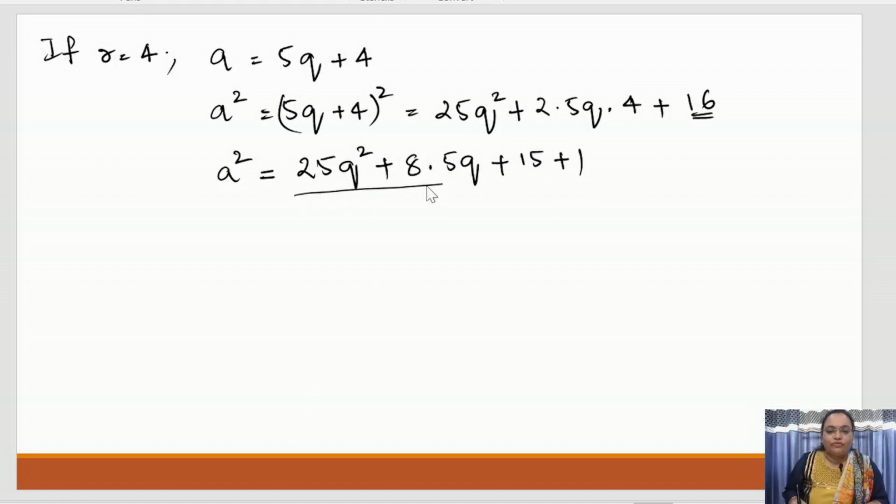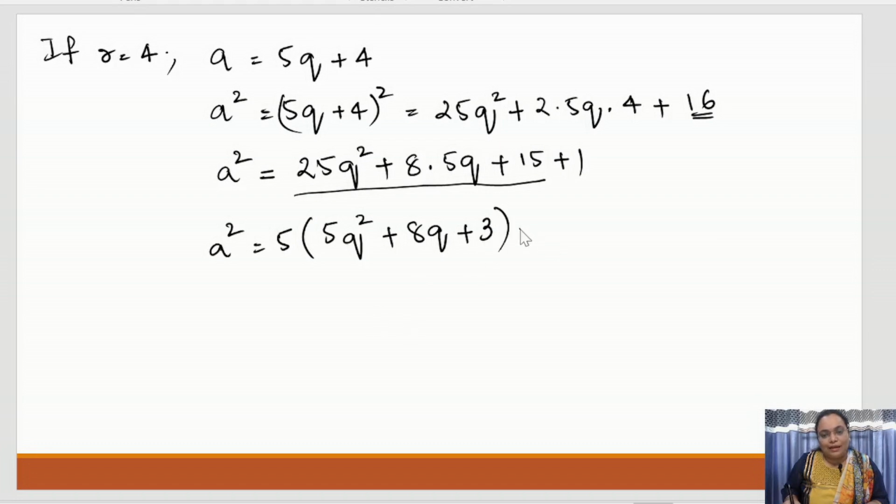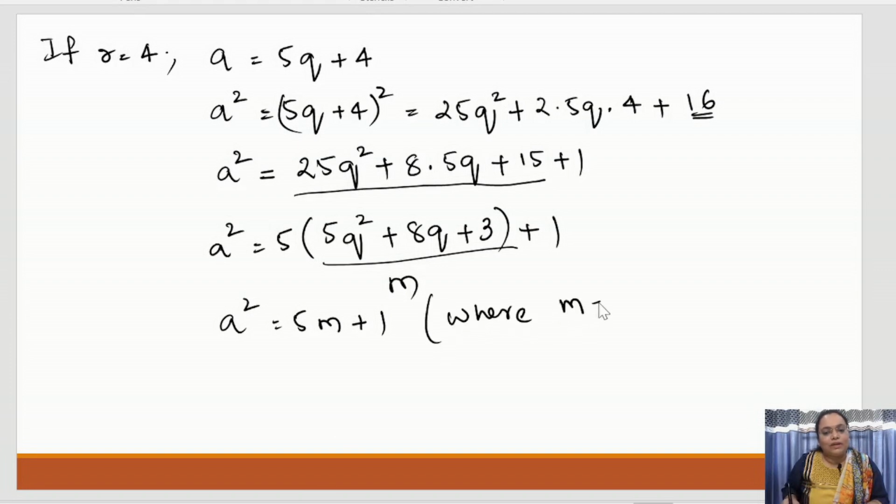So from here, if we take 5 common, you will get 5(5q² + 8q + 3) + 1, since 5 × 3 is 15, plus 1. And then if we replace this with m, you will get a² = 5m + 1, where m = 5q² + 8q + 3.